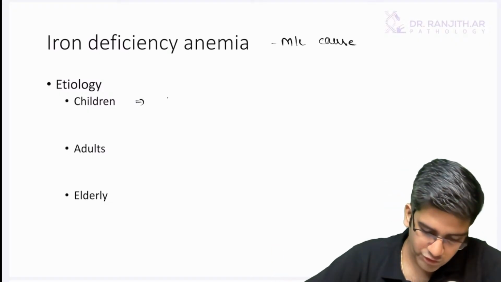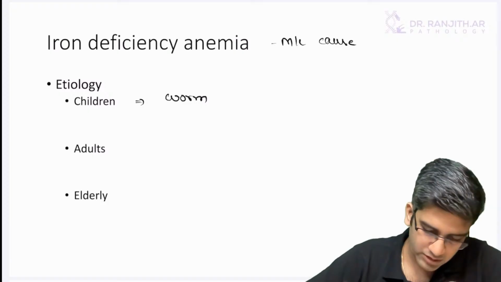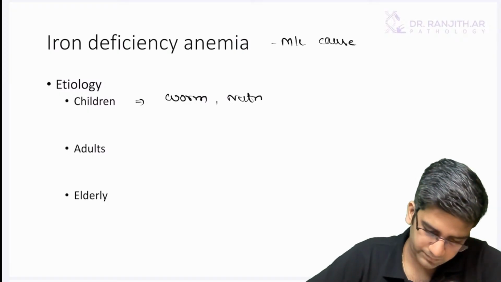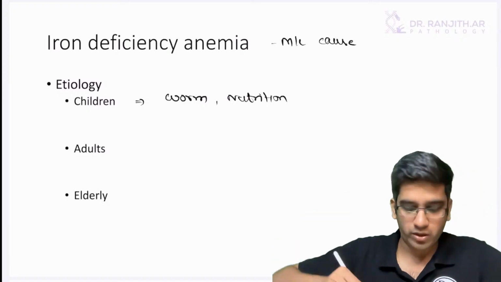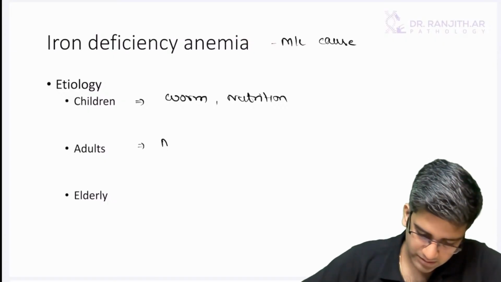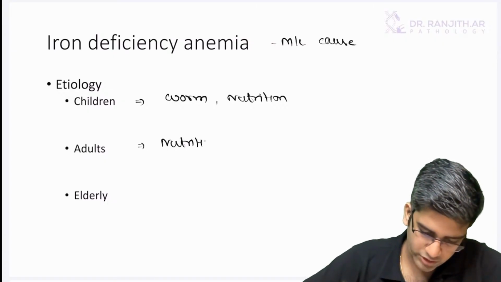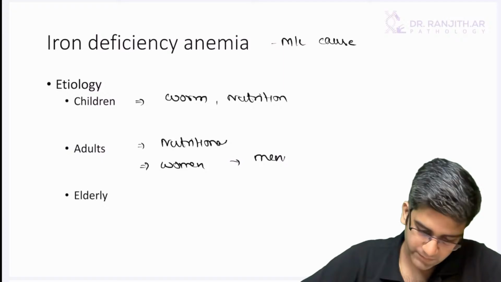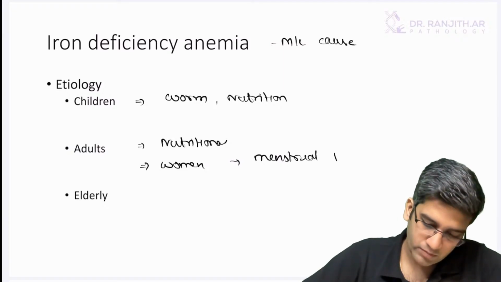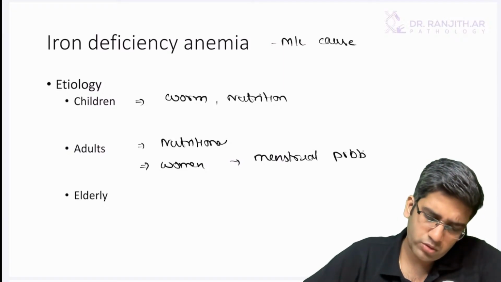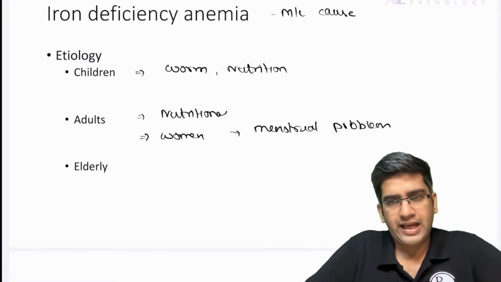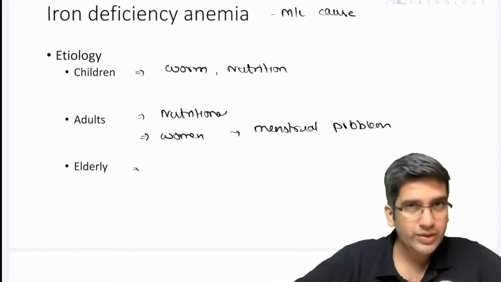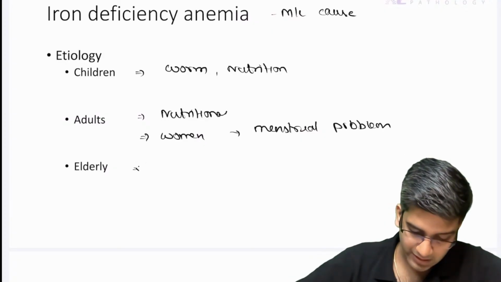In children, the etiology could be worm infestations and nutrition. Nutrition is common for all. In adults, again, the first thing is nutritional deficiency. If it's a woman of the reproductive age group, menstrual irregularities, because with more blood loss, menorrhagia by default can happen. In the elderly, we saw colonic carcinoma as well.